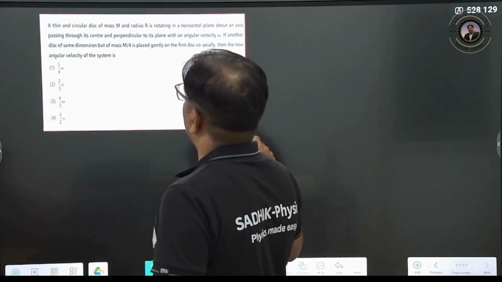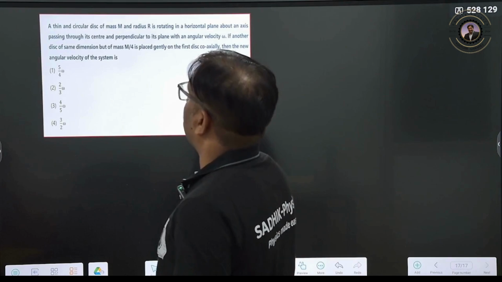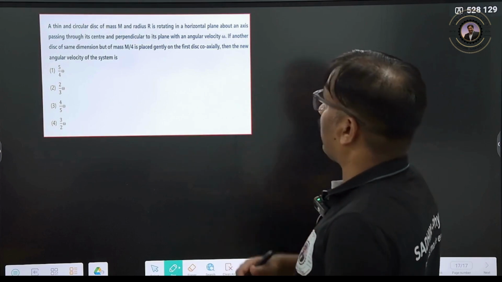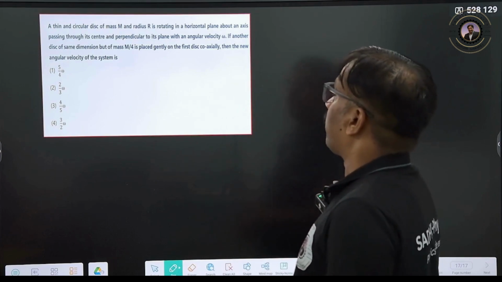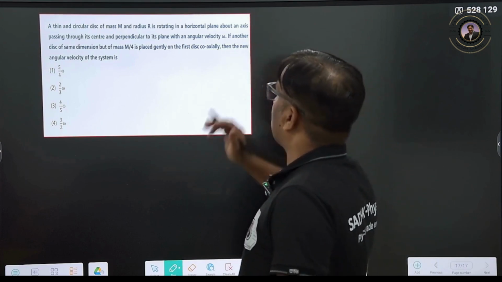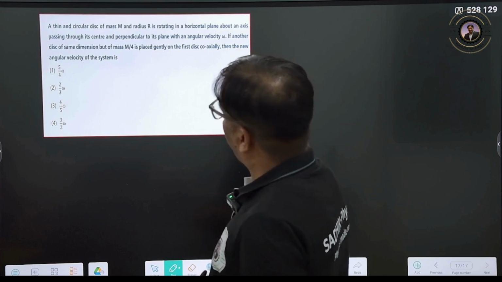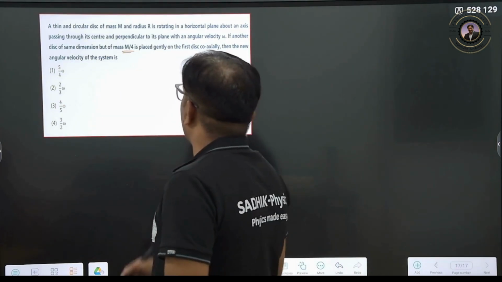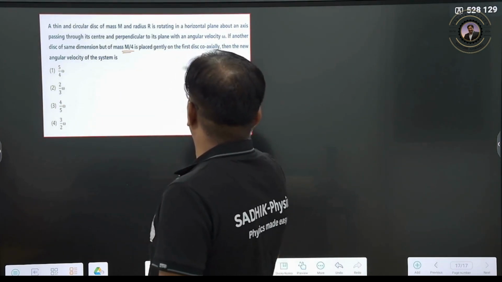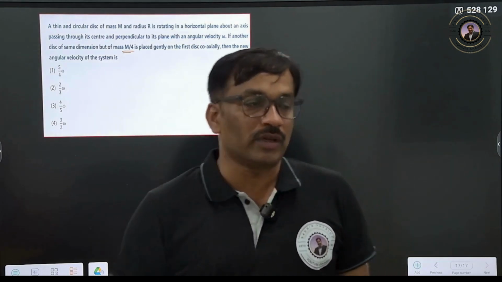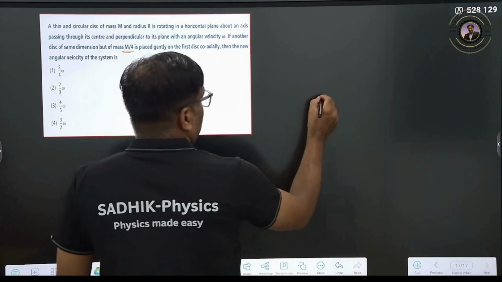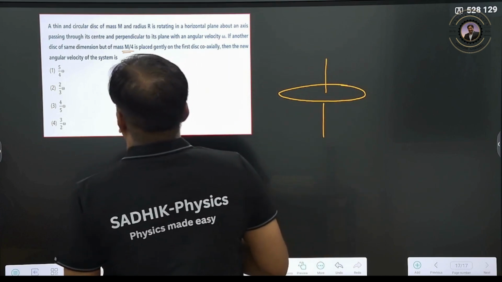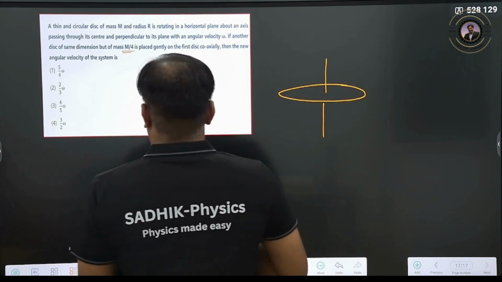Here there is one thin circular disc of mass m and radius r, rotating in a horizontal plane about an axis passing through its center and perpendicular to its plane, with an angular velocity omega. If another disc of the same dimension but mass m by 4 is placed gently on the first disc, coaxially, find the new angular velocity. So what is this question? Initially there is a disc, and this disc is rotating. Its mass is m and radius is r.